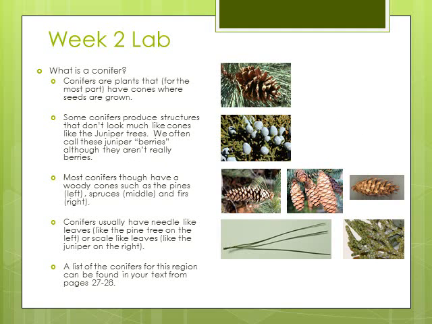Let's cover real quick what a conifer is. Conifers are plants that for the most part have cones where the seeds are grown. If you look at the picture here on the right, this is a type of pine, Ponderosa pine, and you can see the typical pine cone structure that you would usually think of with conifers. Now some conifers don't produce the exact cone-like structures, like the juniper trees. They have these things that we tend to call juniper berries, although they're not really berries. But these are also conifers.